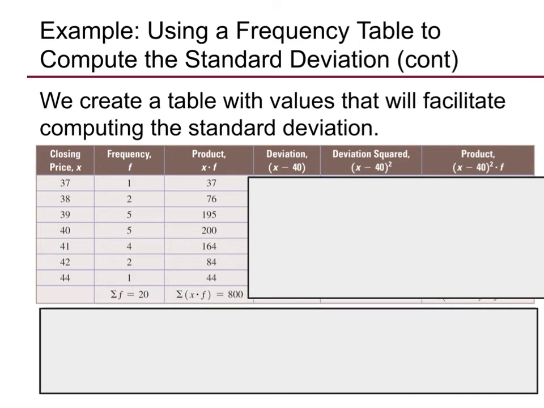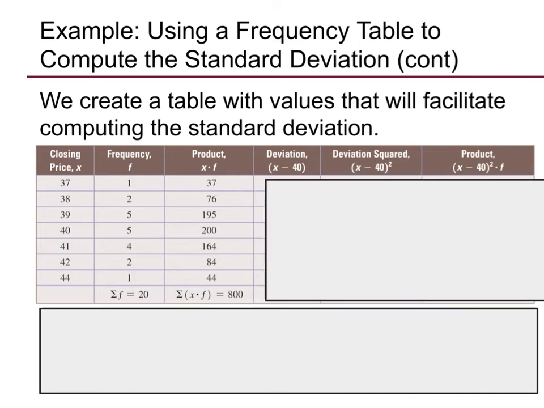Next we are going to move this box over and find the deviation. To get this column, I go back and subtract the closing price minus the mean. 37 minus 40 is negative 3. 38 minus 40 is negative 2. 39 minus 40 is negative 1. 41 minus 40 is positive 1. You get the idea, hopefully. Make sure you pay attention to what you're subtracting in there.